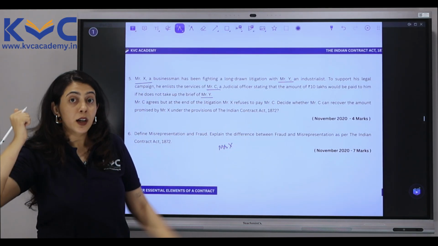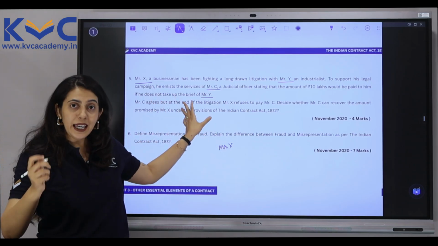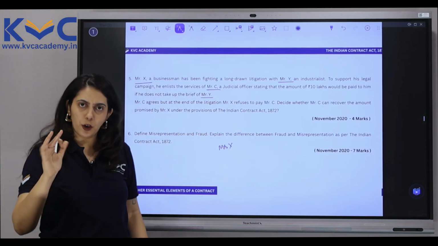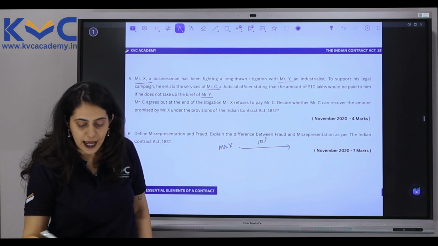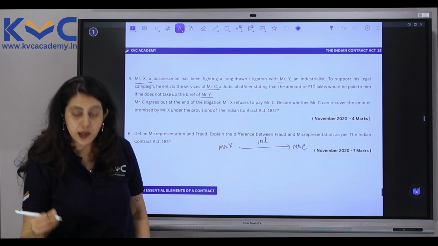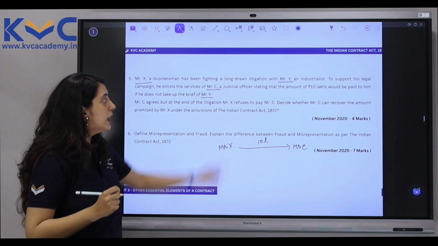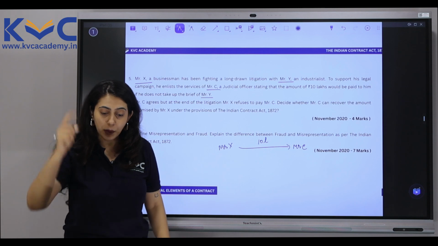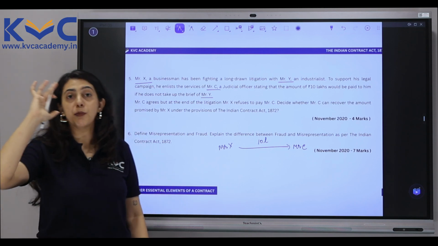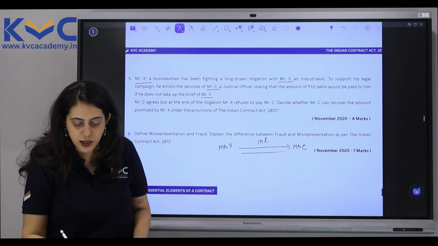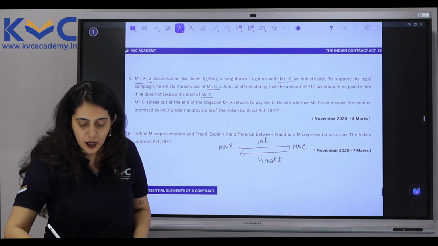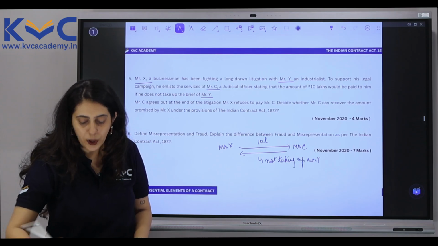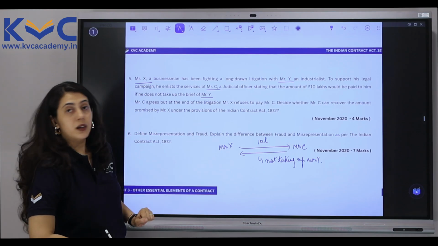Now, what has Mr. X done? In order to support his legal campaign, he enlists the services of Mr. C, an officer, and he specifically tells Mr. C that I will pay you 10 lakh rupees. To who? To Mr. C. And what is the consideration that he's asking for? He's saying that in exchange for the 10 lakh rupees, I would want you to not take up the brief of Mr. Y. So the consideration which Mr. C should give is not taking up the brief of Mr. Y.